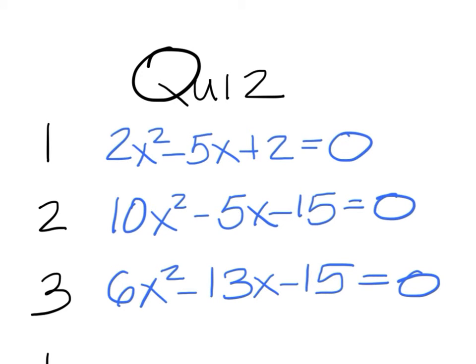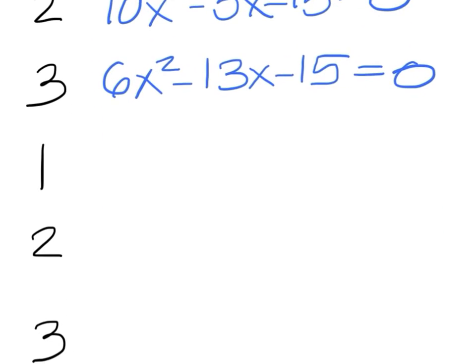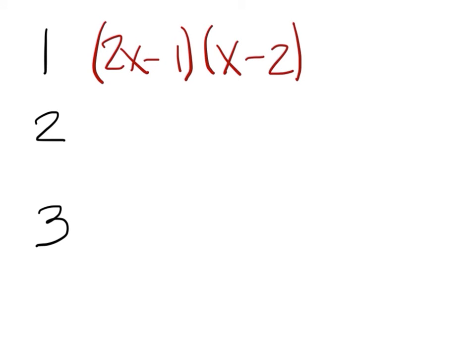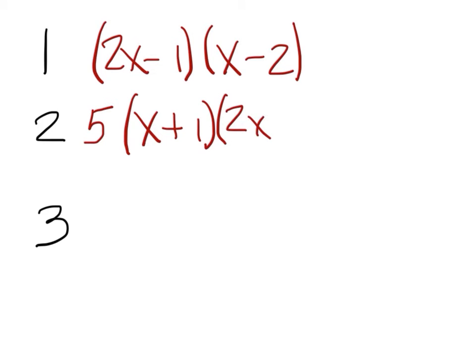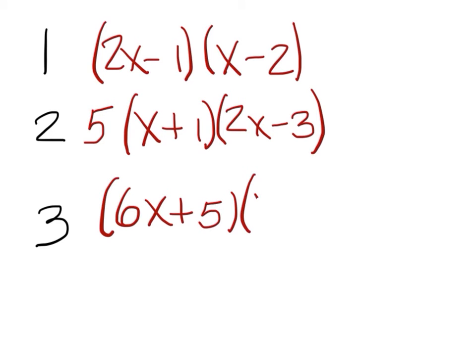For the solutions to the quiz, we are first going to look at the factorizations. If you don't have those right, chances are you cannot get the solutions. The factorizations should have been 2x minus 1, x minus 2. You could have 5 times x plus 1, 2x minus 3. And then you can have 6x plus 5, x minus 3.